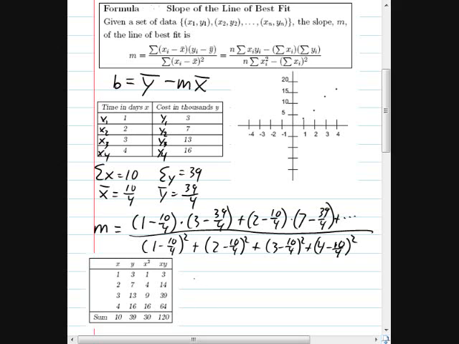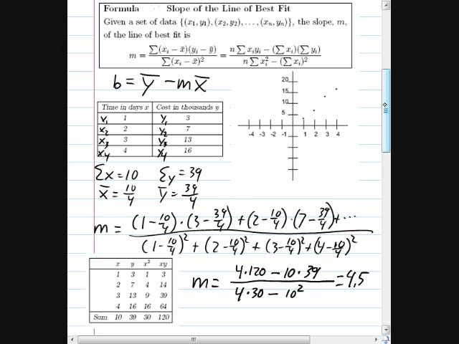So now our slope can be found by using the formula. m equals n, the number of data points, 4, times the sum of the x y's, 120, minus the sum of the x's, which was 10, times the sum of the y's, which was 39, over n, 4, times the sum of the x squareds, which was 30, minus the sum of the x's, which was 10, squared. Notice that this is a lot easier to calculate on your calculator than the previous version of the formula. And if you work this out, you'll find the slope is 4.5.